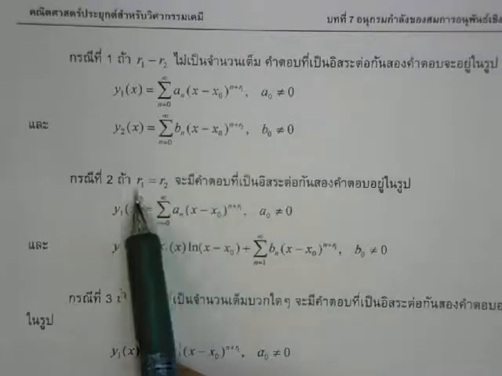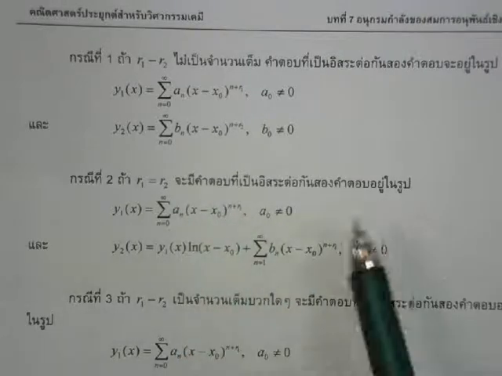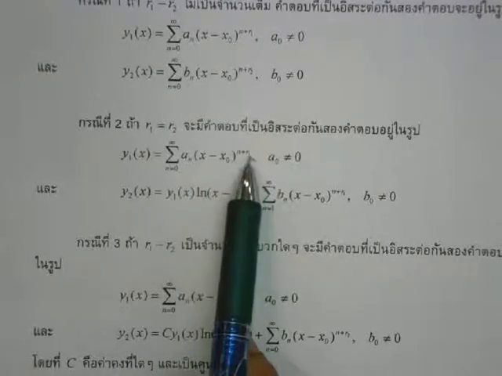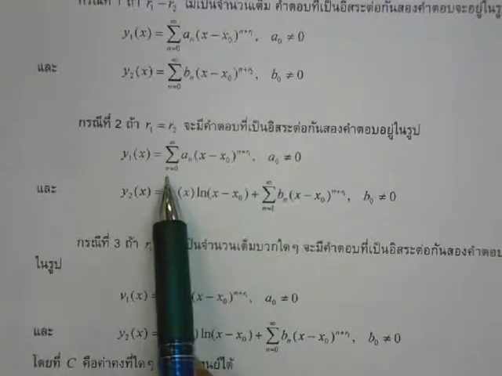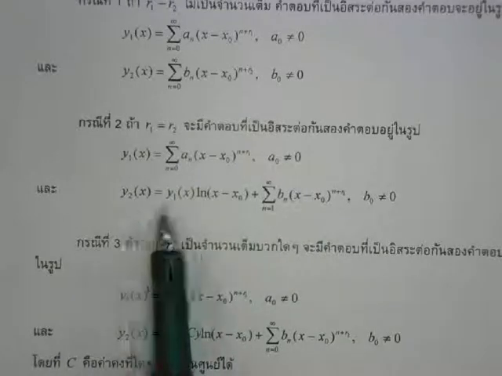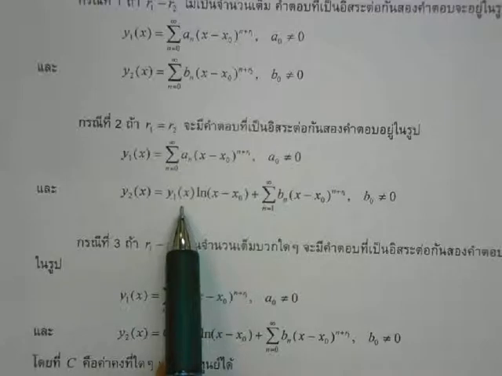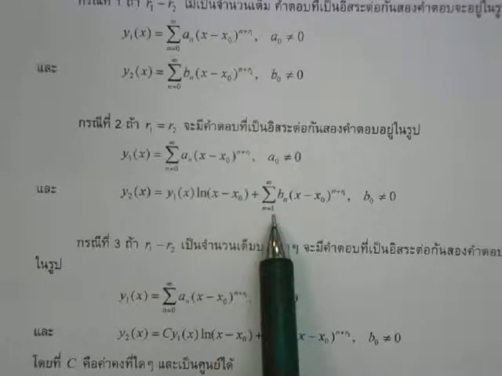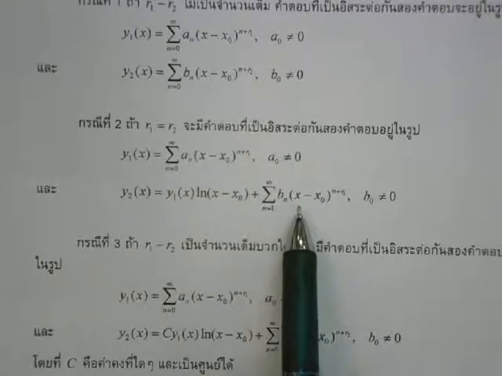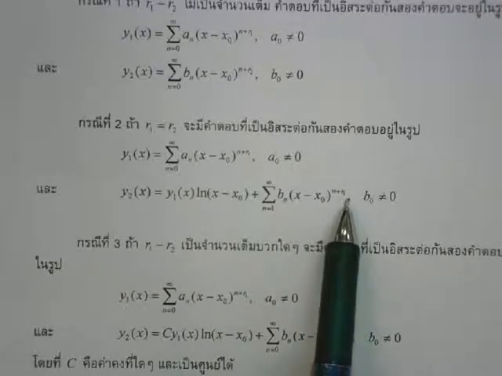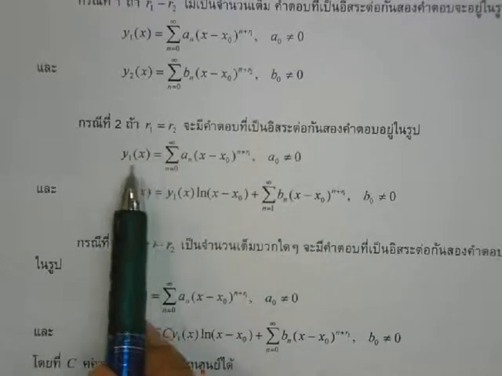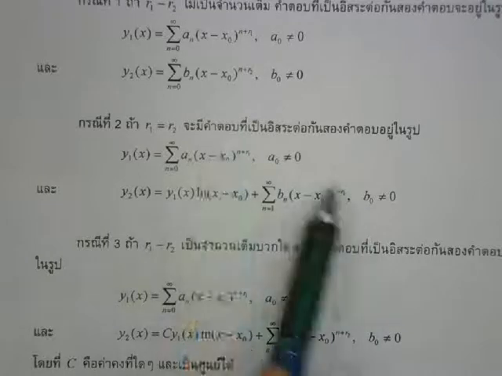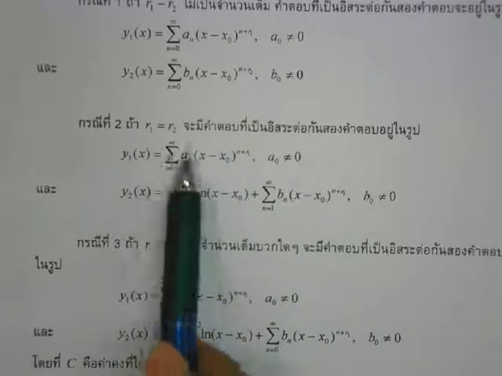And case 2: if r1 equals r2, you would get two independent solutions, where y1 is equal to the summation of a_n times (x minus x0) to the power of n plus r1, where n starts from 0 until infinity. And for the second solution, you would get y1, which is this one, times ln(x minus x0) plus the summation of n starting from 1 to infinity of b_n times (x minus x0) to the power of n plus r1. This is because in this case both r1 and r2 are equal, so we would find the term (x minus x0) to the power of n plus r1 the same for these two terms, but only the coefficients in front of it are different.